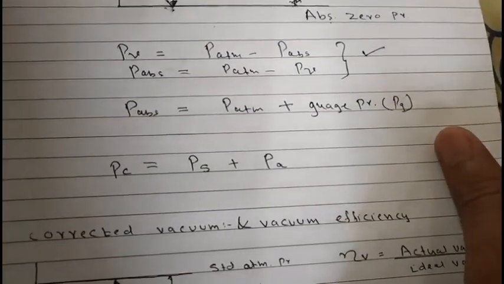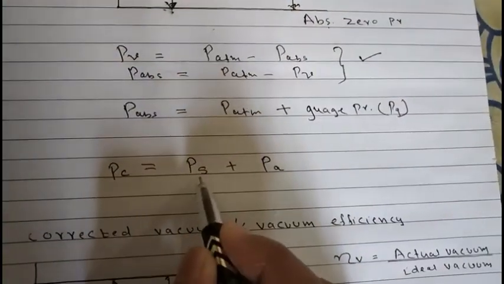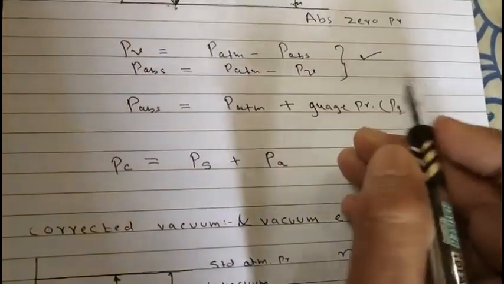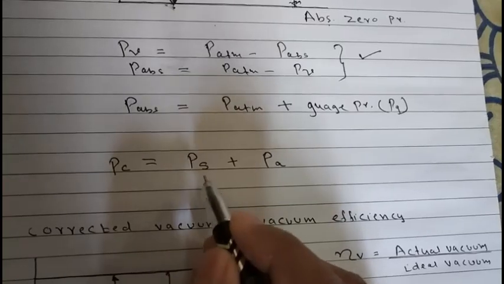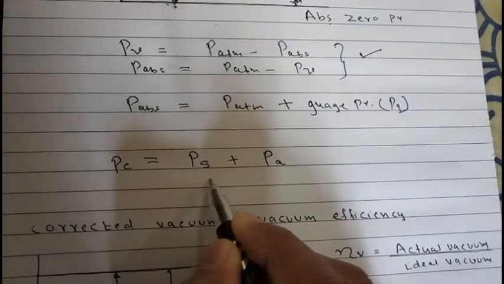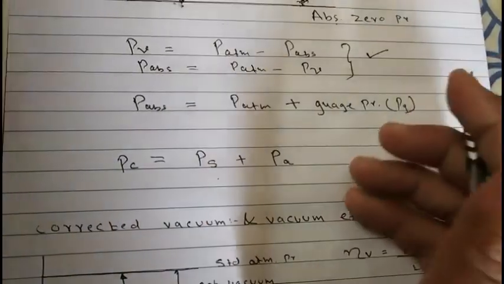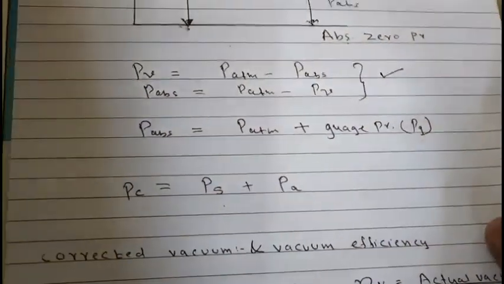Also we have seen that inside the condenser there is steam and also there is some air due to some leakage inside the condenser. So the pressure inside the condenser is due to the partial pressure of the steam as well as the partial pressure of the air. This is about the previous lecture.